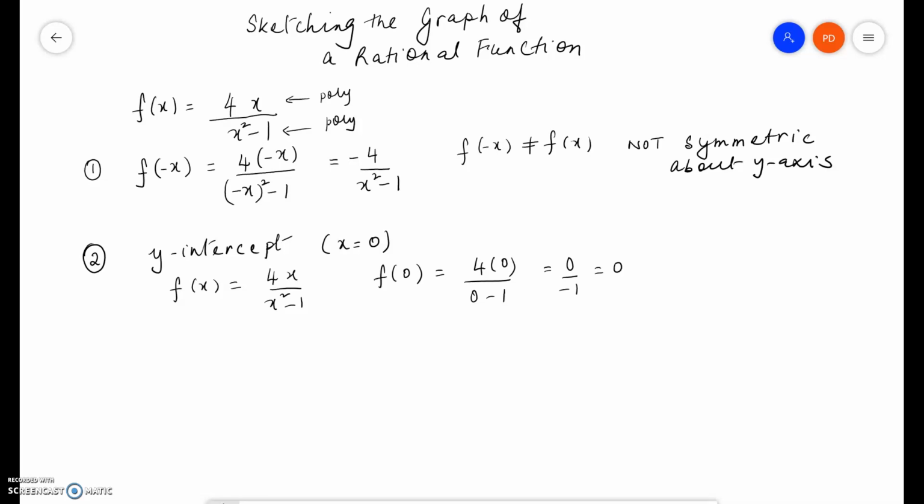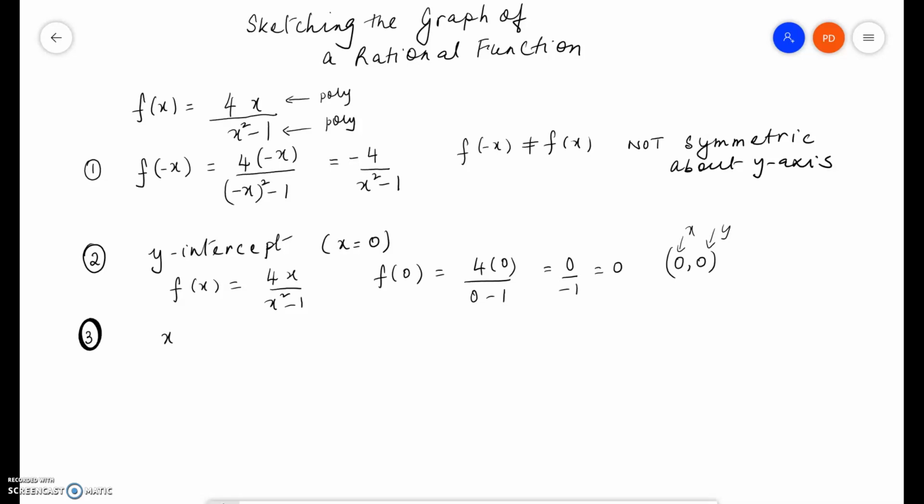So the graph does cross the y-axis at 0, 0. When we plug in a 0 for x, we get y equals 0. So x is 0 gives us y equals 0. So the graph basically passes through the origin.